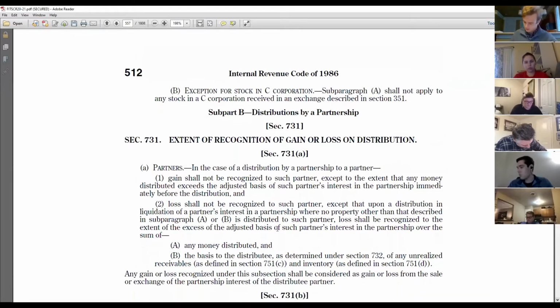731(a)(1). In the case of a distribution by a partnership to a partner, and again, that's an actual distribution or a constructive distribution, it says gain shall not be recognized to such partner. That's a general rule, except to the extent that any money exceeds the adjusted basis in such partner's interest in the partnership immediately before the distribution. So if our distribution would take our basis below zero, if negative basis were allowed, that amount is going to be gain recognized to the partner.